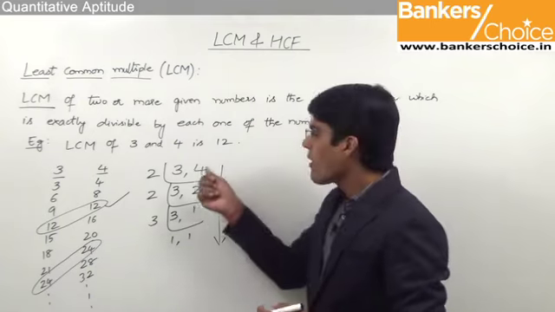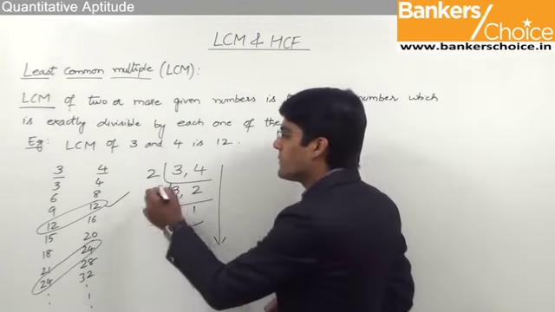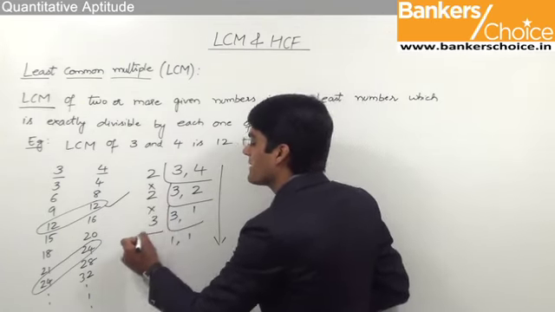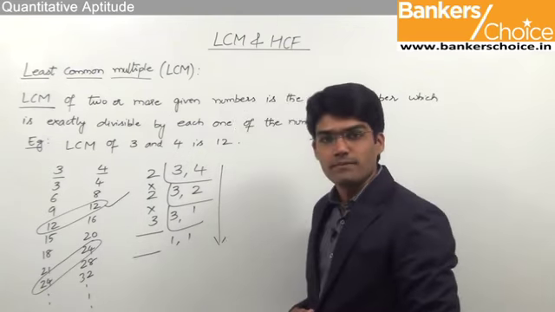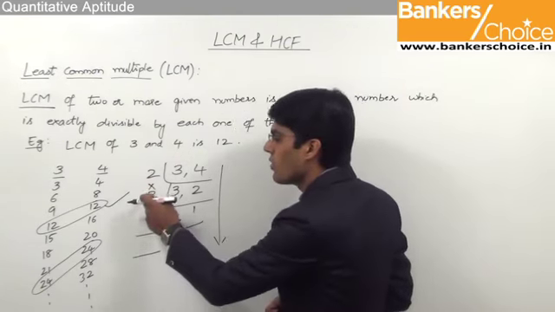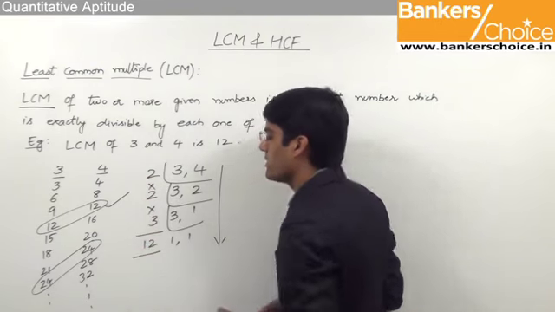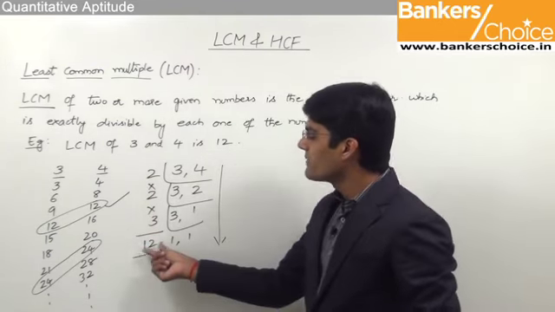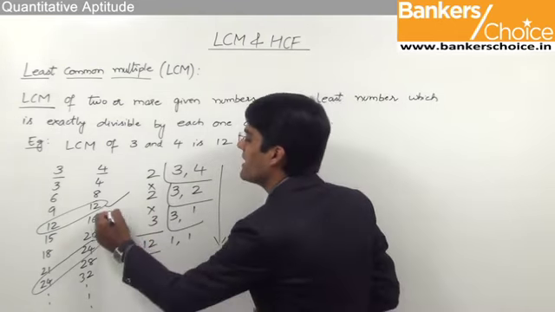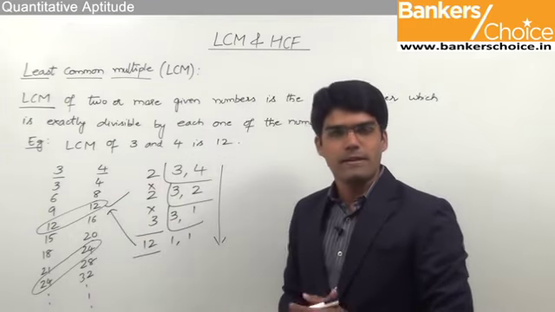And the LCM of these two numbers can be taken as the product of all the prime factors that we have obtained on the left hand side. That is nothing but 2 into 2, 4, 4 into 3, 12. So the least common multiple of 3 and 4 is 12, and that is what we had obtained as the answer in the illustrative manner.